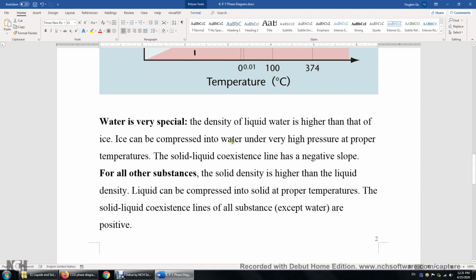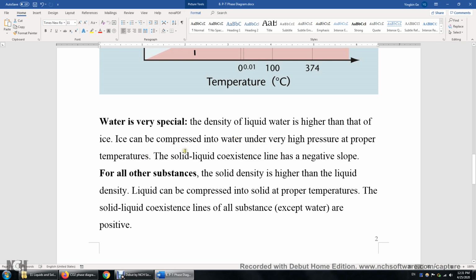Finally, I want to talk about water. Water is very special. The density of liquid water is higher than that of ice. The density of liquid water is roughly 1 gram per milliliter. The density of ice is roughly 0.9 or 0.92 gram per milliliter. Ice can be compressed into water under very high pressure at proper temperatures.